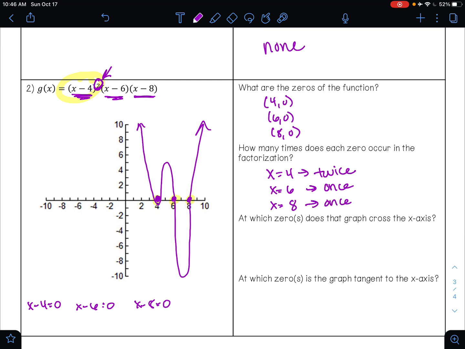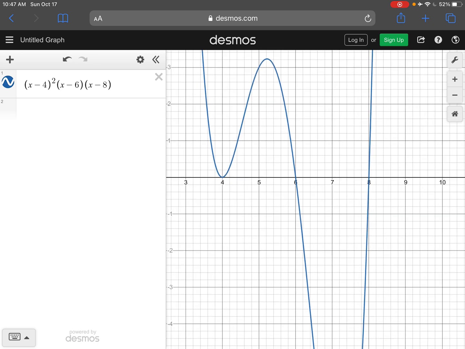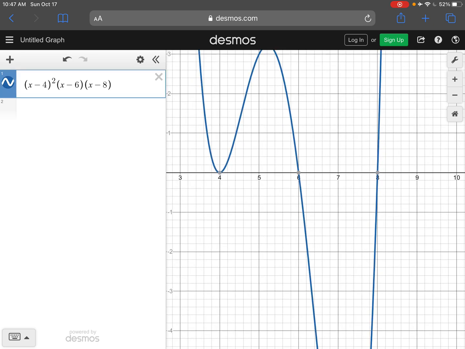At which zero does the graph cross the x-axis? So it's crossing the x-axis here, and it's also crossing the x-axis here. For x minus 4, let me grab my pointer. Here we go. Here, that's where it's stopping and turning around. And if you'd like a better representation of that, here's Desmos. You'll see at x equals 4, it stops and turns back around. But at 6, it goes straight through it, and at 8, it goes straight through it.